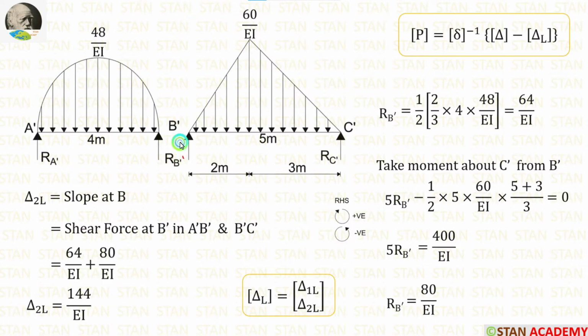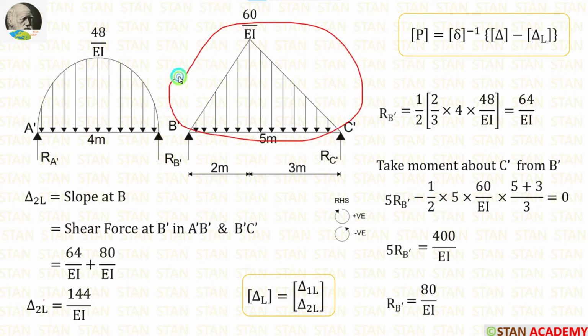So to calculate RB dash, we have to take moment about C dash. In this case, we are moving towards right hand side. Clockwise will be positive and anticlockwise will be negative. RB dash is acting towards the point C dash in the clockwise direction, so it will be positive and the distance is 5. So 5 RB dash. This UVL is acting towards the point C dash in the anticlockwise direction, so it will be negative.